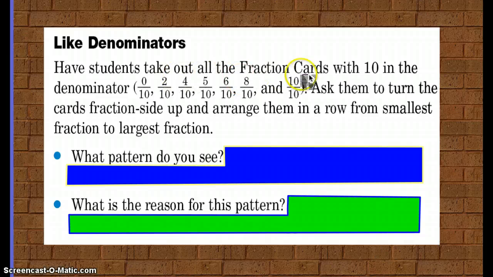So, again with your fraction cards, I want you to find the cards that have the number 10 as a denominator. The denominator is the number down on the bottom. Down starts with D, and denominator starts with D. Turn the cards fraction side up and arrange them in a row from smallest to largest. What pattern do you see now?